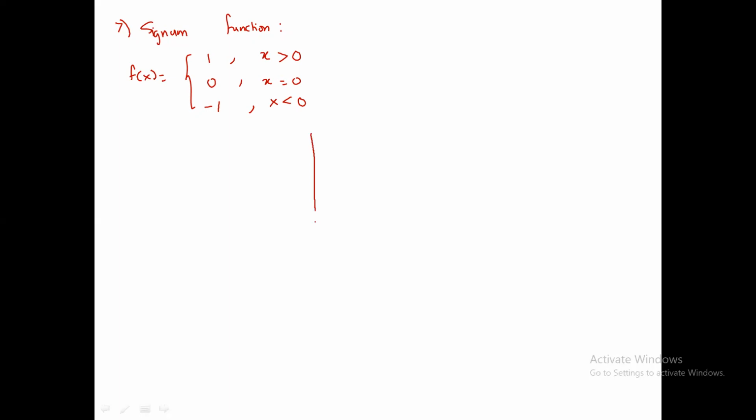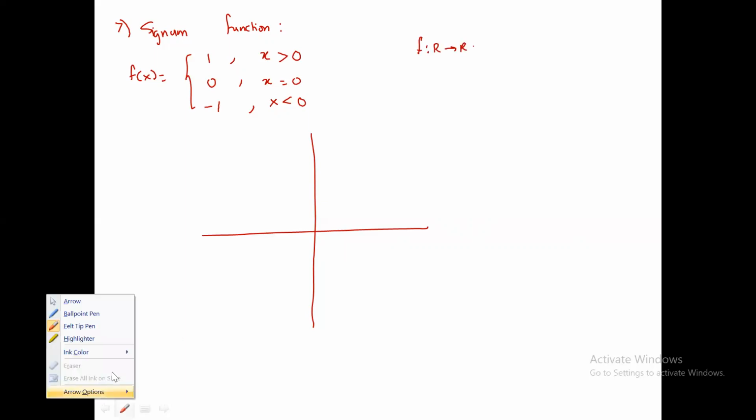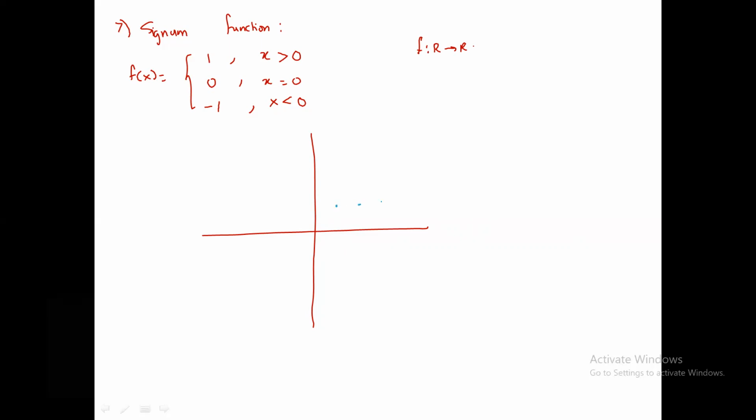So when you draw the graph of signum function, you will be taking the function from real numbers to real numbers. So when x is greater than 0, y is always 1. 1, comma 1, 2, comma 1, 3, comma 1, 4, comma 1, 5, comma 1. So greater than 0, y is always 1. Here I will not take 0. Because when x is 0, y is 0. So I will take this point.